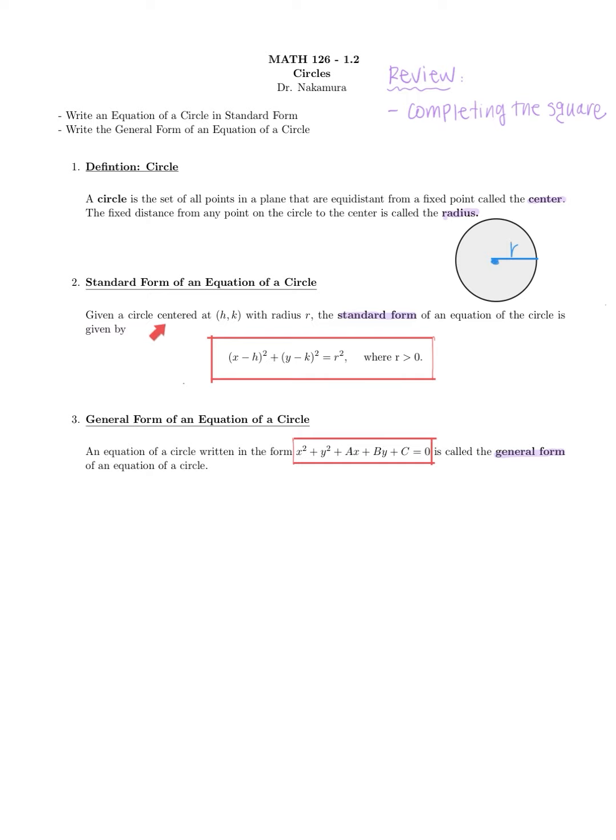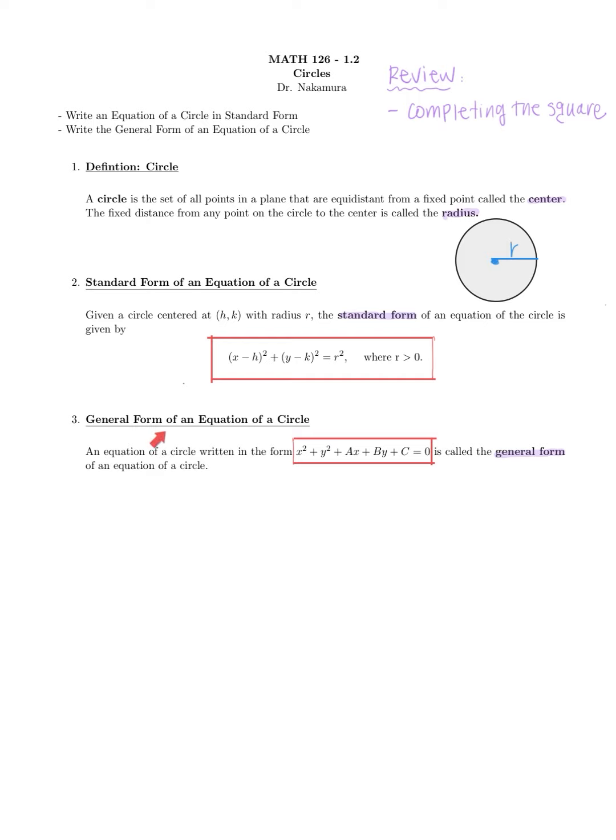It says, given the circle centered at (h, k) with the radius r, the standard form of an equation of the circle is given by (x − h)² + (y − k)² = r², where r is strictly greater than 0. And do you see why it's strictly greater than 0 and not greater or equal to? Because think about it. If it's equal to 0, can we even draw a circle? No, we're just going to get a point on the plane. So that's the reason why your r must be strictly greater than 0.